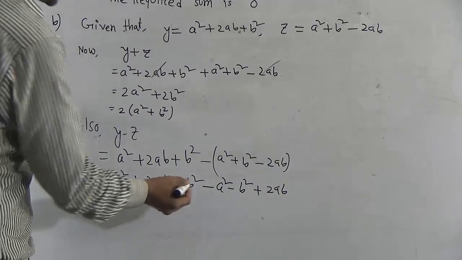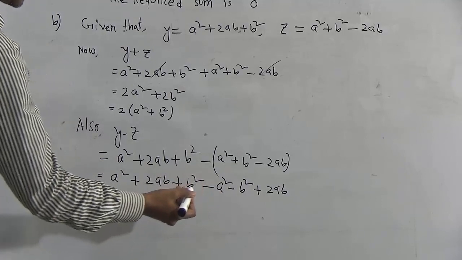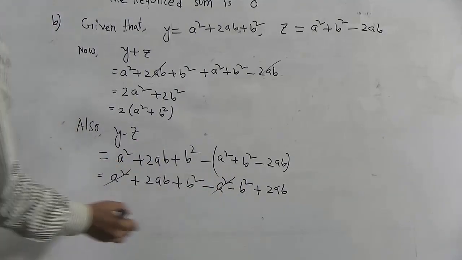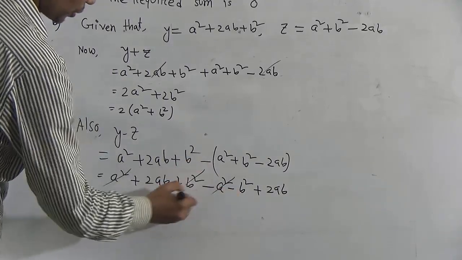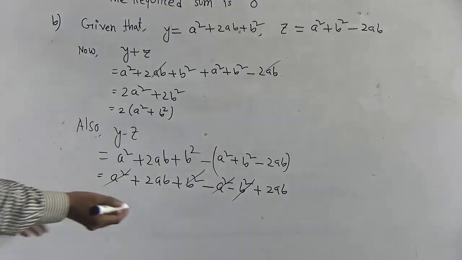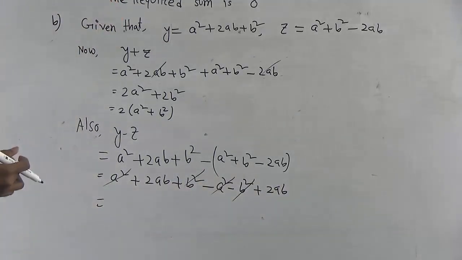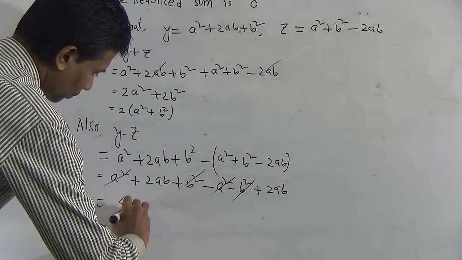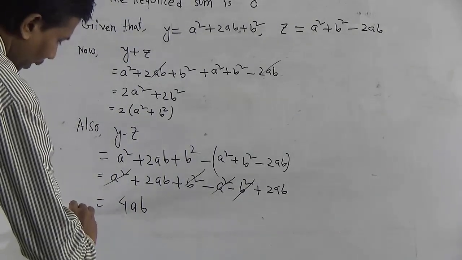Now you see here this is a square and this is a square, same term but opposite sign, so this is reduced. Similarly, you see b square and the minus b square, so you may cut this. Now what do we get? You see here is twice ab plus twice ab. That means twice ab plus twice ab is equal to 4ab. Okay? Now you write the answer.